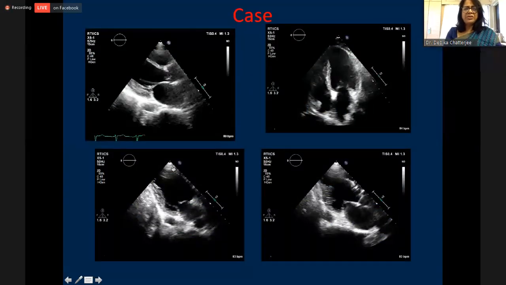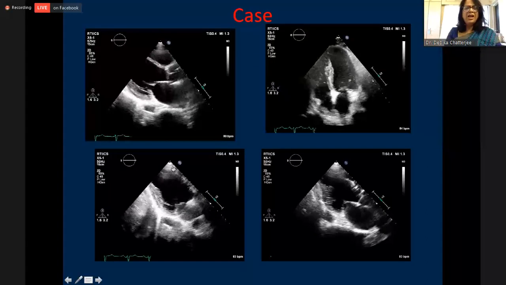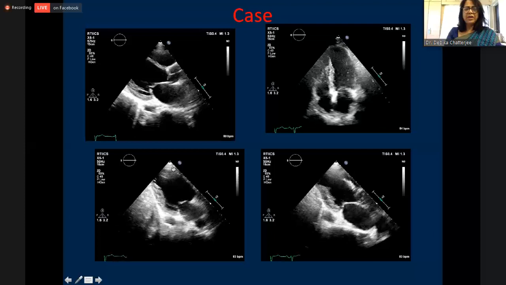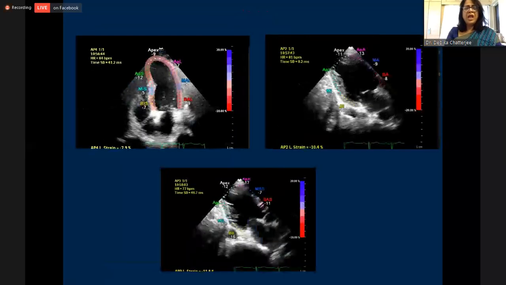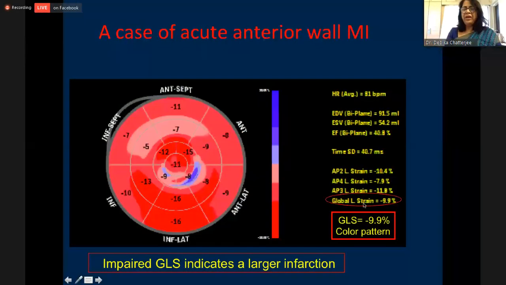Look at this patient, a patient of anteroseptal MI. A large area has been involved, and we do the speckle tracking echocardiography to get the global longitudinal strain, and we get a value of only minus 9.9%. That indicates a larger infarction with severe systolic dysfunction.